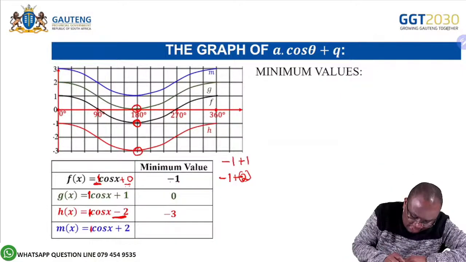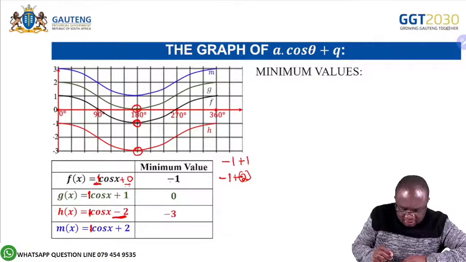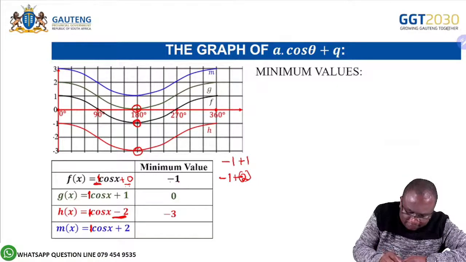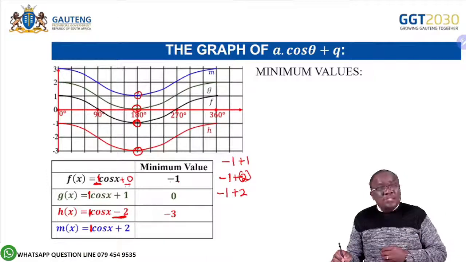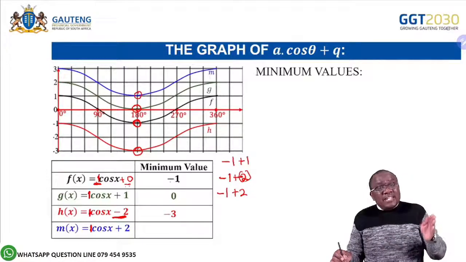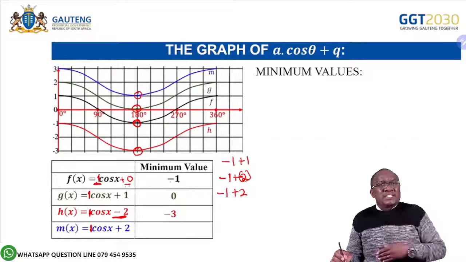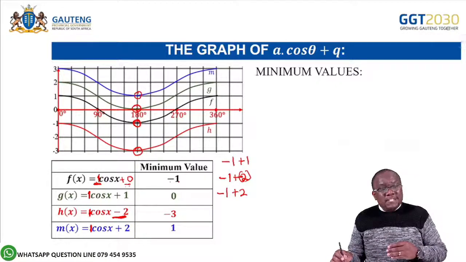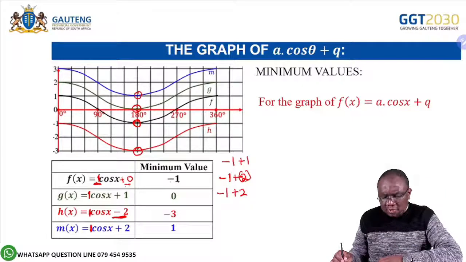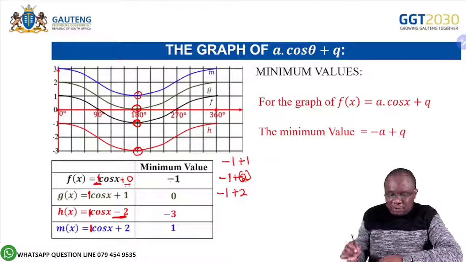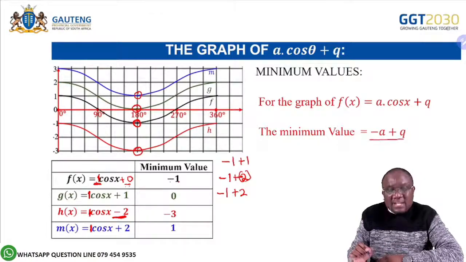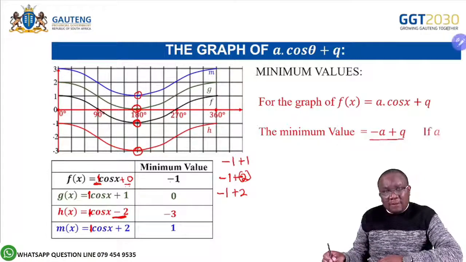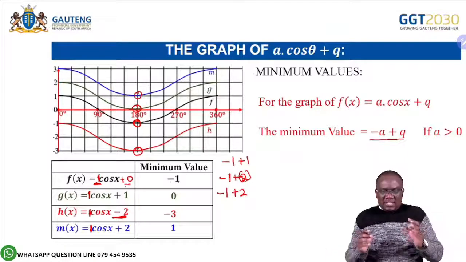And then here also there's an invisible 1. So what is the minimum value for the blue graph? It is 1. If you say negative 1 plus 2, what do we get? We're getting 1. So negative a plus q will give us the minimum value. For the graph of this function, f of x equals a cos x plus q, our minimum value can be derived from this. We can say negative a plus q if a is greater than 0.